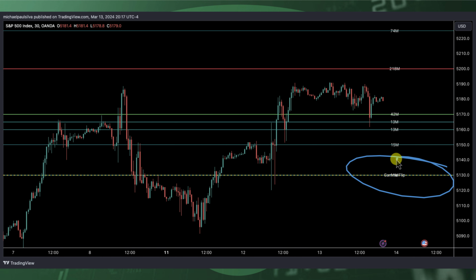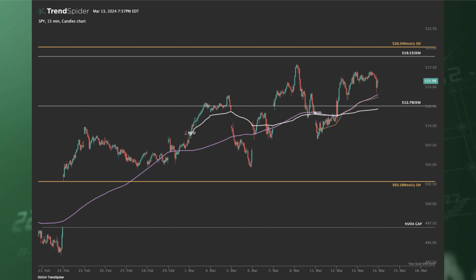Till then, though, the S&P 500 is still in positive gamma territory, so that's positive, right? That's where dealers look to buy the dip, sell the rip, and we're above a rising 5-day moving average.